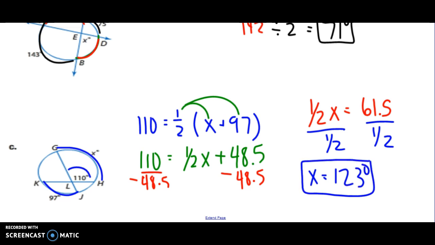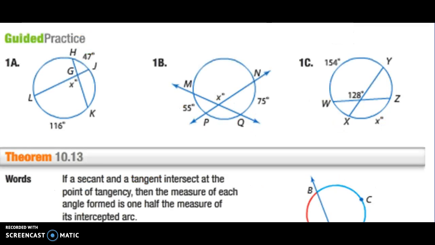So we can do it both ways. We can find the angle formed by 2 secants, or we can find the arc formed by 2 secants if we know an angle on the other side. So here's a couple guided practice problems. You can do those right now.